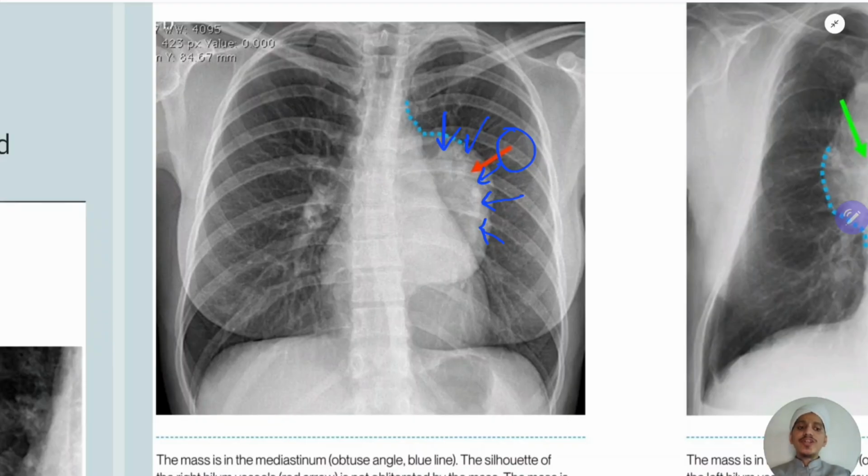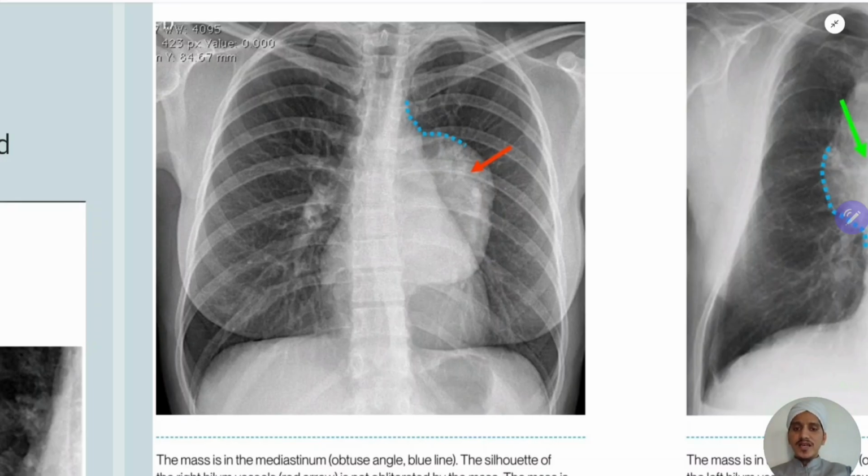So how do you know which? You need to take a lateral chest X-ray. By that you will know whether it is in the anterior or posterior mediastinum. So we have known from this that it is a mediastinal mass which is not present in the middle mediastinum.